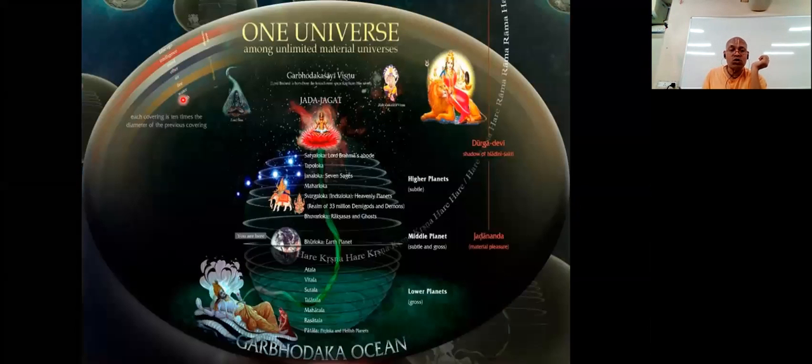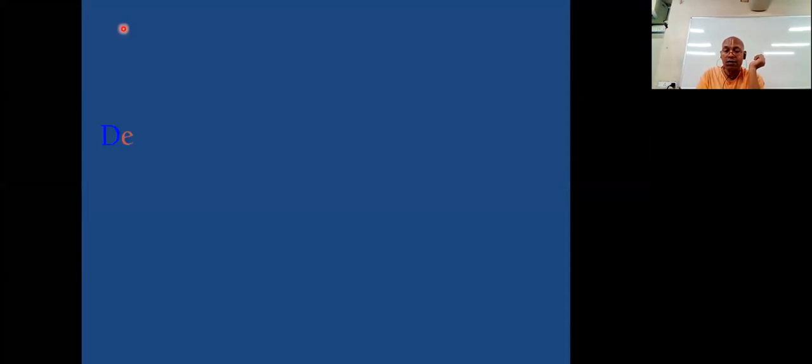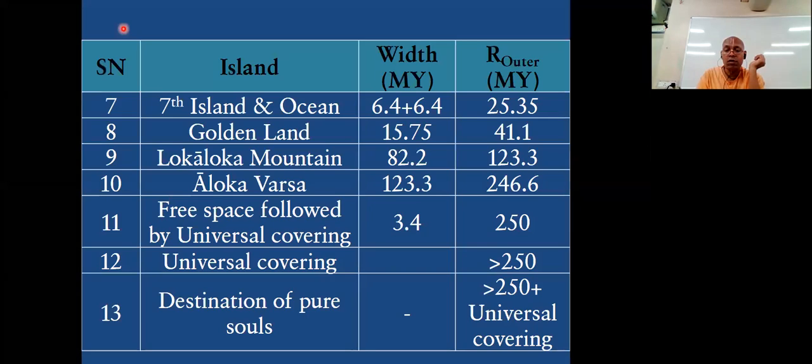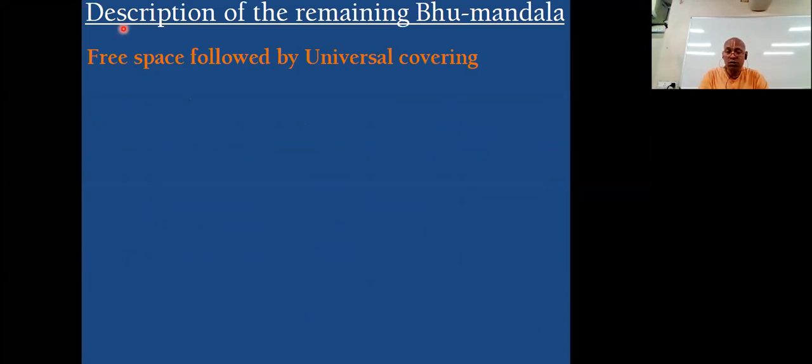So after crossing the 7 layers, there comes Brahmajyoti. Then this entire thing is Brahmajyoti. So that is being indicated in the Bhagavatam. So these are the dimensions of the entire Bhumandala, which has all the remaining portions.